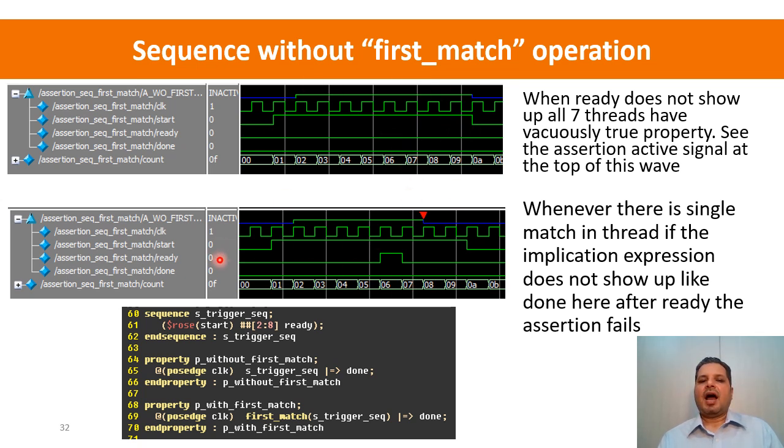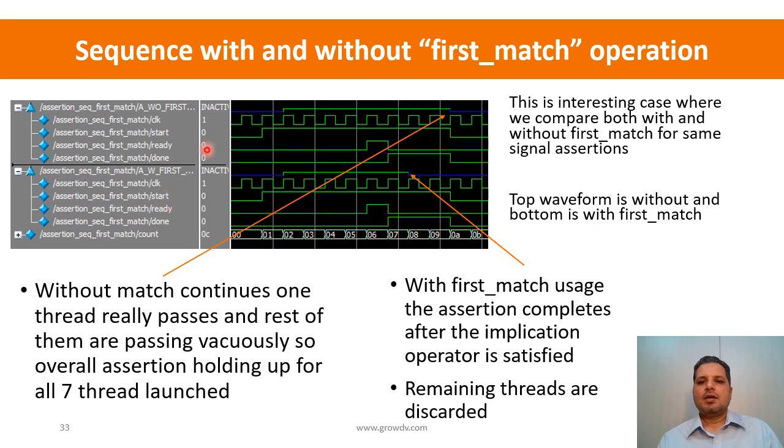So what we are able to see over here is that if the antecedent was not fully satisfied, then all the threads are getting launched. That is a point that we need to keep in mind, and those threads will continue till a point where the assertion fails. Otherwise they will continue to remain active. Now let's look at what happens to those threads when the assertion passes at a specific point. In this case we are showing without first match and with first match.